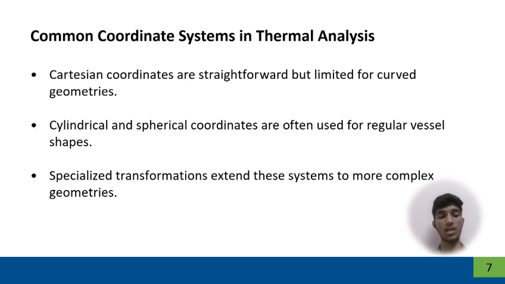For thermal analysis, we generally use Cartesian coordinates for simple rectangular shapes, cylindrical coordinates for pipes, boilers, and reactors, and spherical coordinates for spherical tanks and gas vessels. However, real world vessels often have custom shapes, so specialized coordinate transformations are needed.